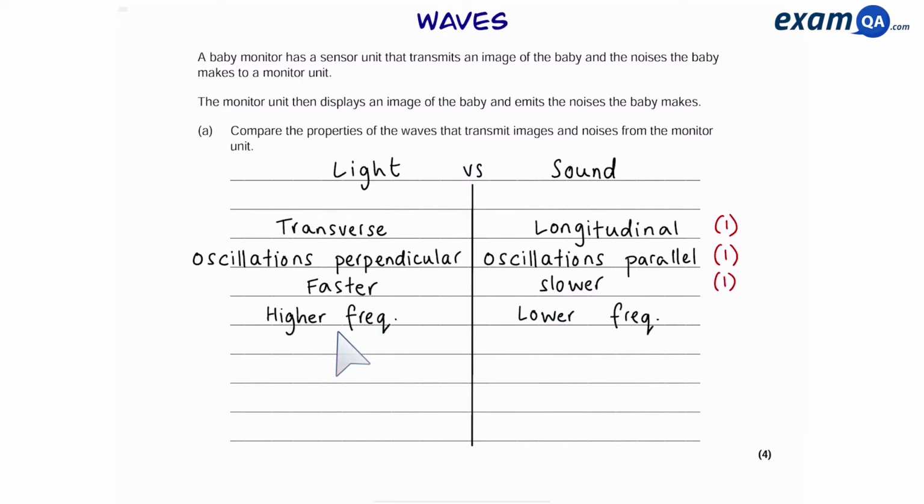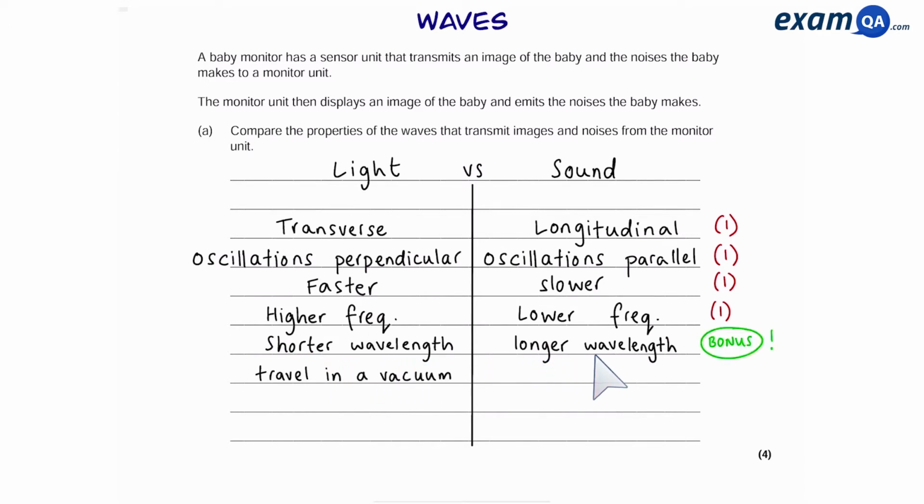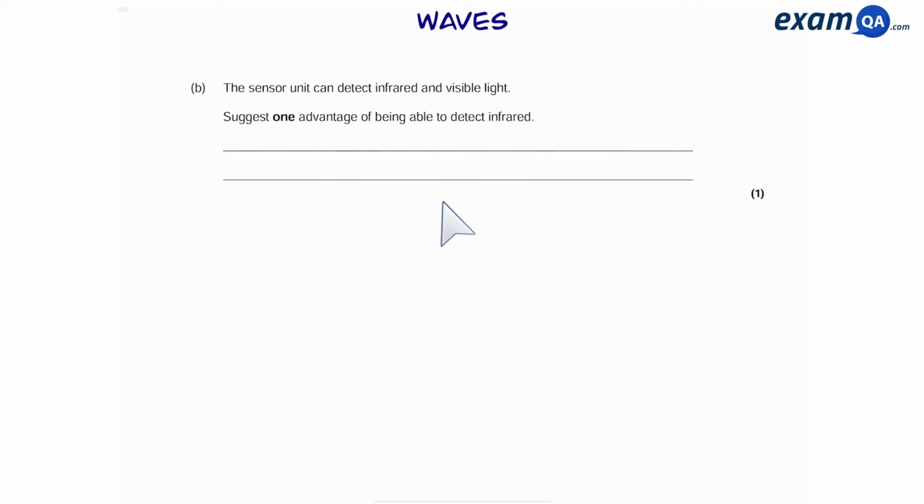Light waves also have a higher frequency than sound waves. Okay, so that's 4 differences, but let's see if we can get any more. Another difference is that light has a much shorter wavelength than sound. And finally, light, because it's an electromagnetic wave, can travel in a vacuum. Sound, however, requires a medium. Okay, moving on to the next question.